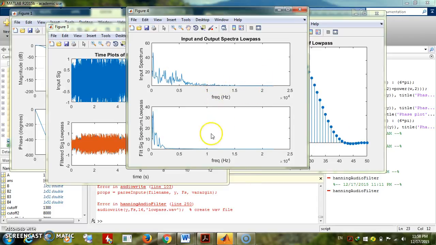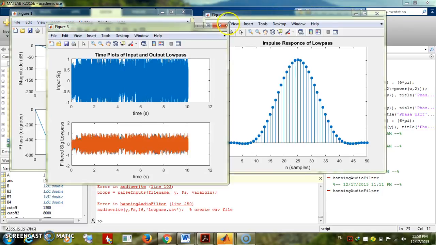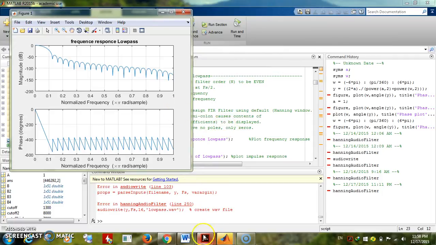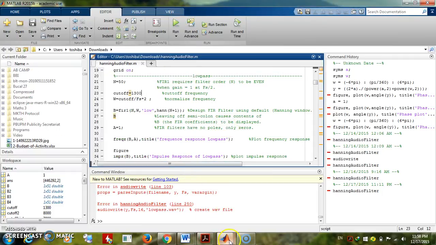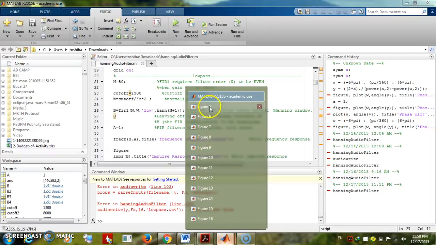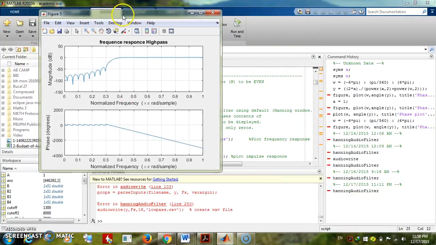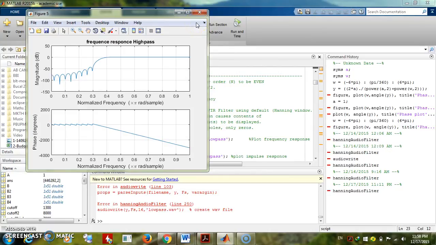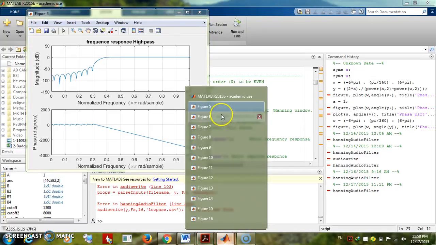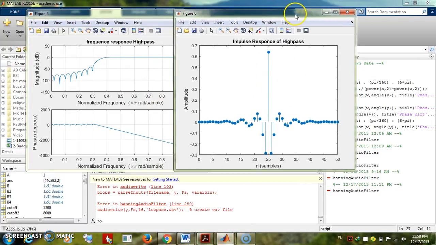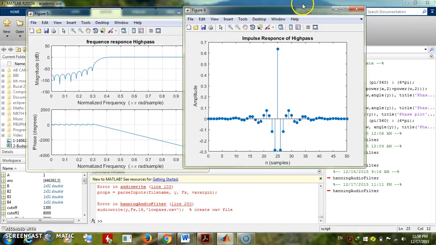Alright, this is for low pass, and now for high pass filter. Okay, this is the first graph for the high pass filter. We can see that it will allow just the higher frequency. For the second graph, impulse response of high pass, it only responds to the high frequency.